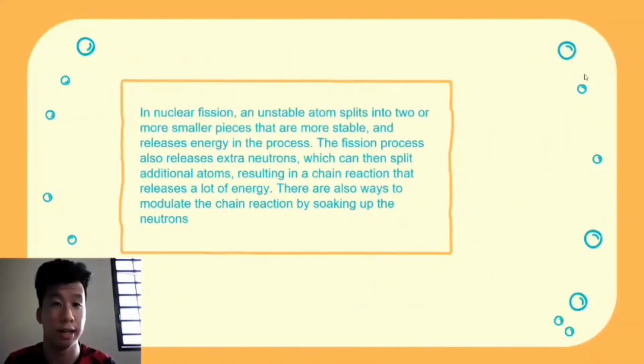In nuclear fission, an unstable atom splits into two or more smaller pieces that are more stable and releases energy in the process. The fission process also releases extra neutrons, which can then split additional atoms, resulting in a chain reaction that releases a lot of energy. There are also ways to modulate the chain reaction by soaking up the neutrons.